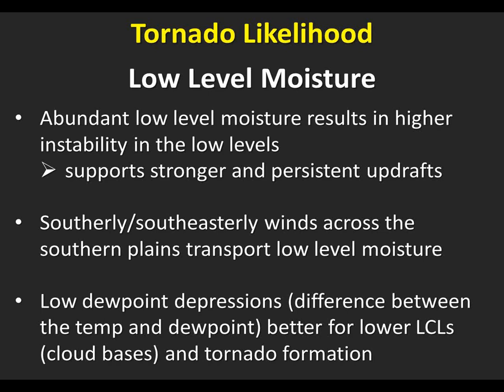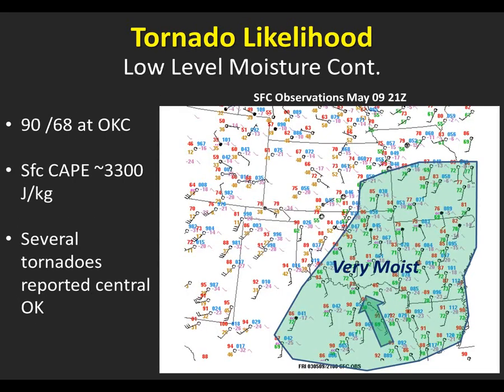And here in the southern plains, obviously we want southerly to southeasterly winds to transport that moisture from the Gulf of Mexico. And then we want low dew point depressions, or the difference between the temperature and dew point, for lower cloud bases and tornado formation. Or the LCL, lifted condensation level.